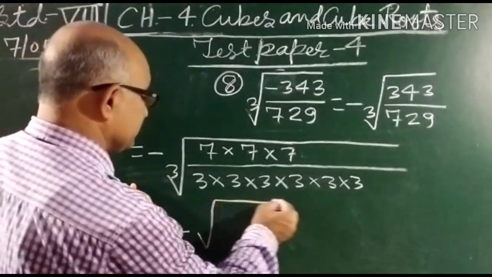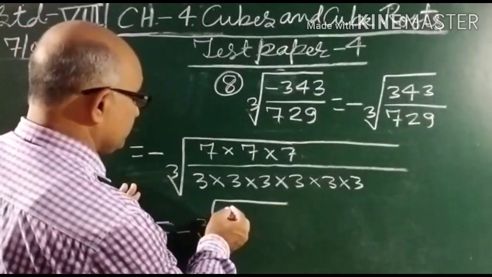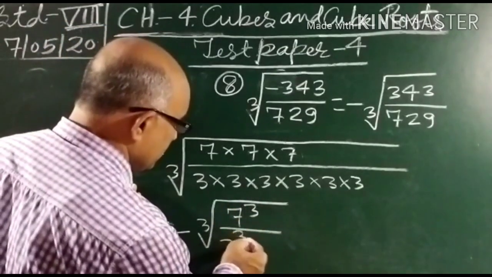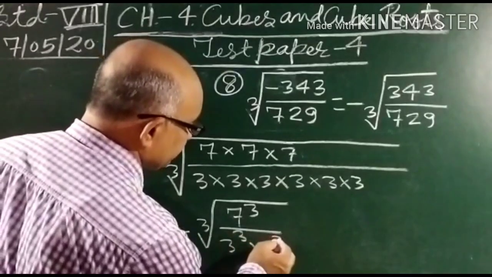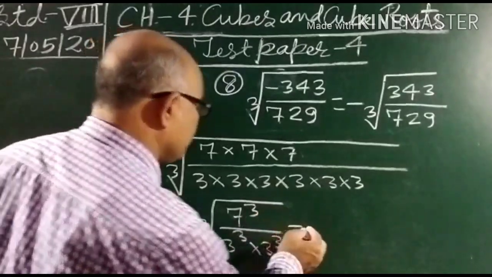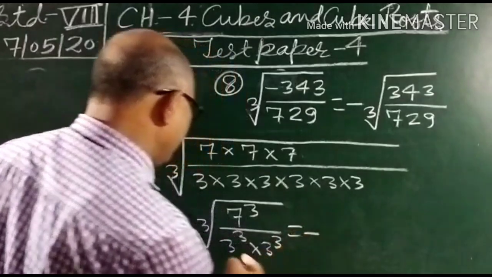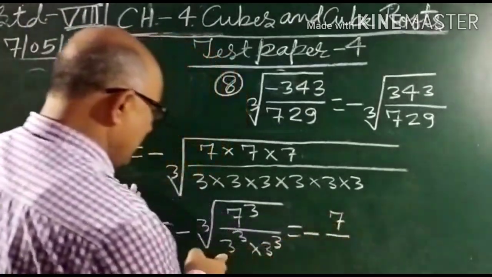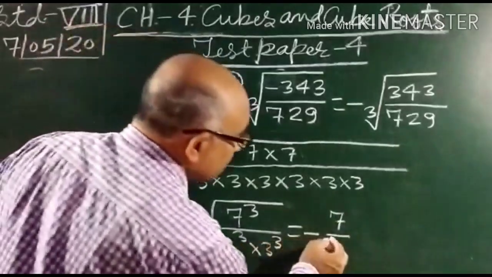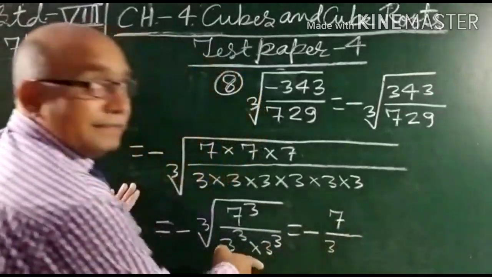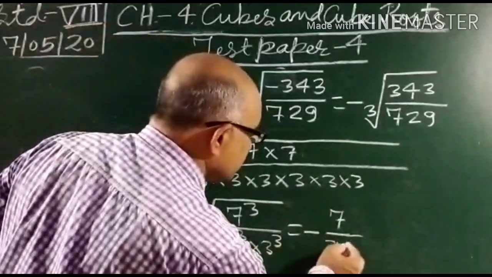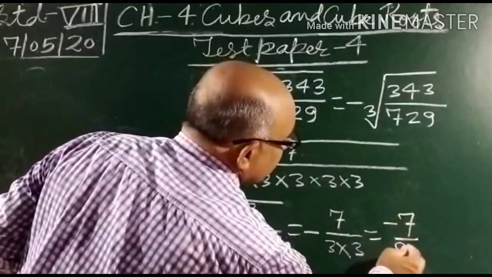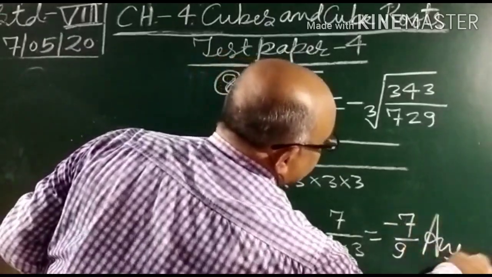Minus cube root of 7 cube by 3 cube into 3 cube, equal to minus. The cube root of 7 cube is 7, the cube root of 3 cube is 3, and the cube root of 3 cube is 3. So minus 7 by 9 is the answer.